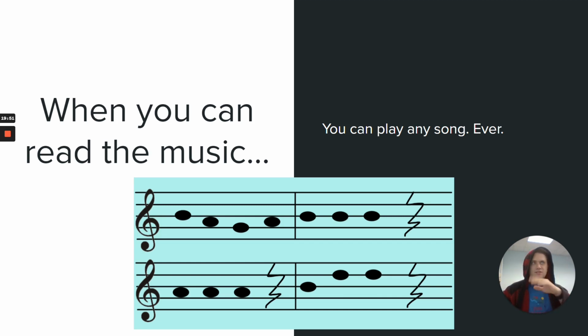It could be the easiest song in the world, which could be Mary Had a Little Lamb, or a song that has just one note. If you can't read the notes, it doesn't matter. You can't read it. It doesn't matter how easy the song is.